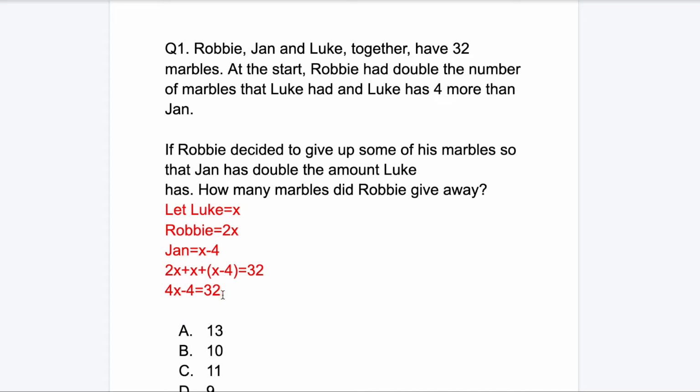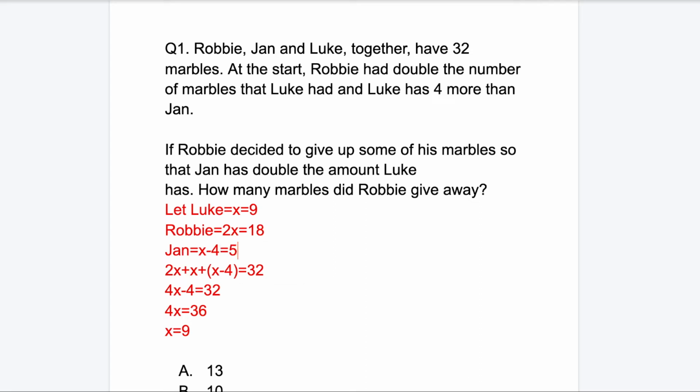So now we need to try isolate the x. To do this, we can plus 4 to both sides because this gets rid of this minus 4 here. So 4x equals 32 plus 4, 36. And now we can see that x equals 36 divided by 4, so x equals 9. And Luke's marbles equals 9. So now that we know what x equals, we can find out how many marbles Robbie and Jan have. Robbie equals 2x, so that equals 18. And Jan equals x minus 4, and that equals 5.